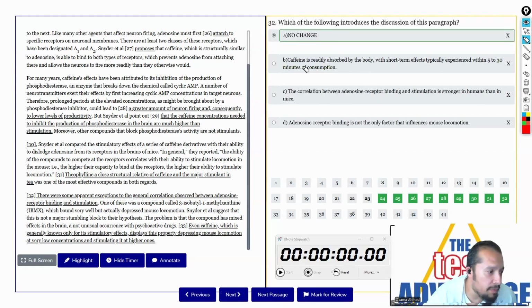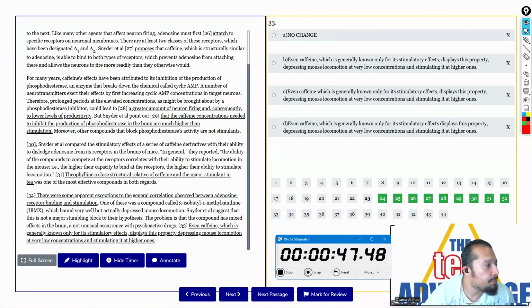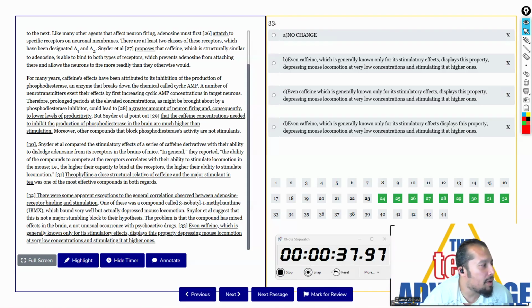So some people told me answer C, for example. But I think that's wrong, right? The correlation between adenosine receptor binding and stimulation is stronger in humans than mice. And we're not discussing that though, whether it's stronger here or here. Right, we're not discussing that. Let's go to the next question here, number 33, last question of the passage. Sometimes it's not logical, right? That means it tells me the student gave up on the question.